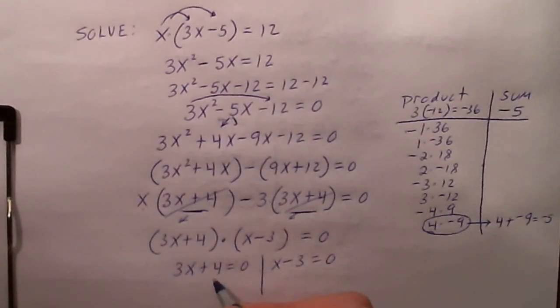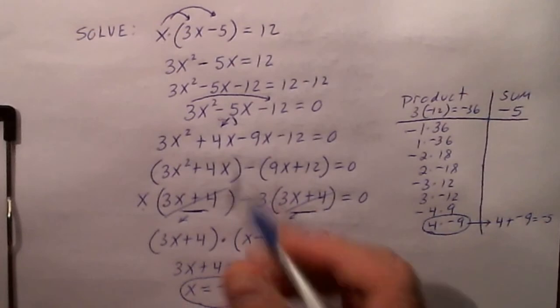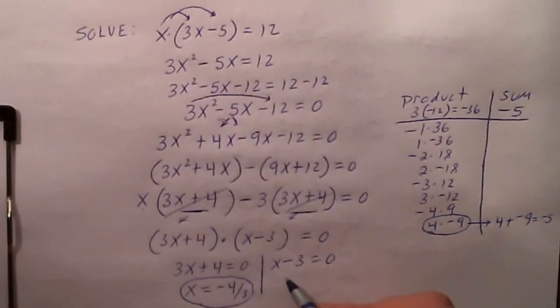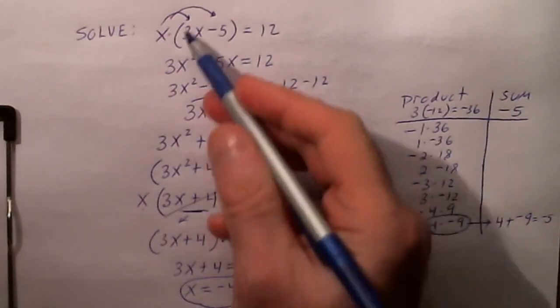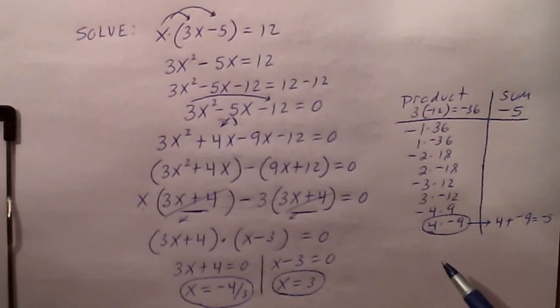When you solve the first equation for x, you would get x is equal to negative 4/3. That's one solution to our second degree equation way back up here. When you solve the second equation for x by adding 3 to both sides, you'll get x is equal to positive 3 as being your second solution to this second degree equation. And we're done.